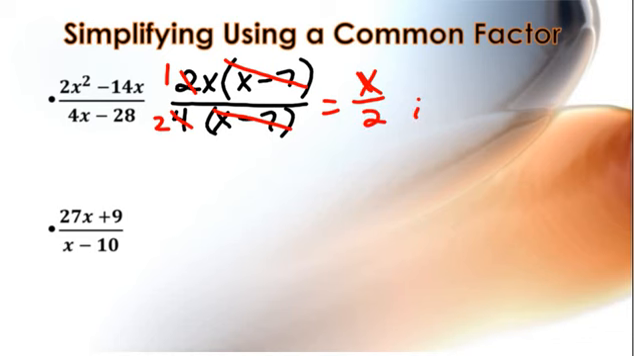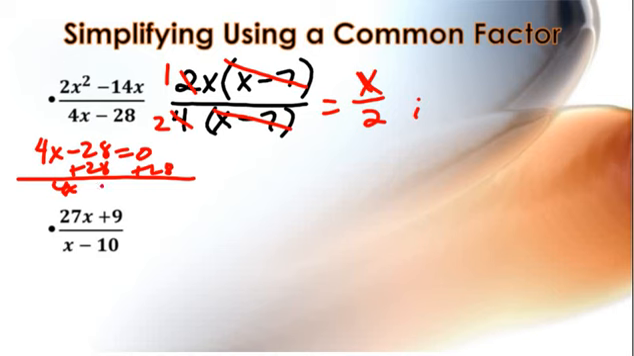And then I got to figure out what x cannot equal. So 4x minus 28 equals 0. Add 28 to both sides. 4x equals 28, divided by 4. X cannot equal 7, because if it equals 7, the denominator is equal to 0.